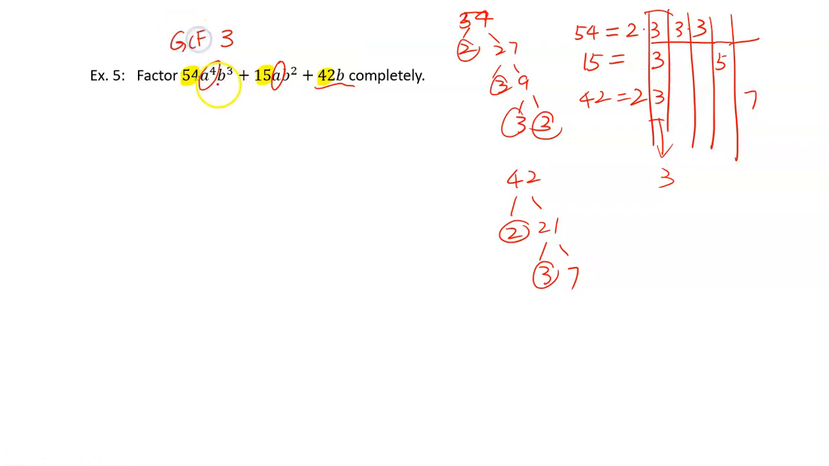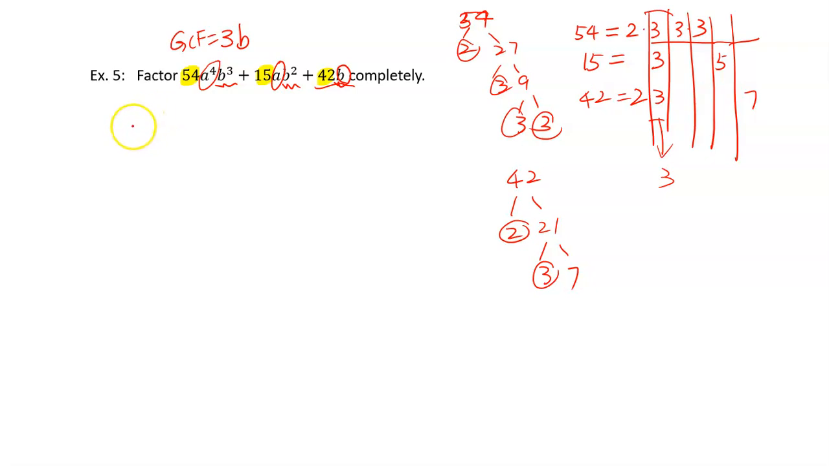Now let's look at the B's. So we have b cubed, b squared, and b. We take the smallest exponent, which is 1, so they all have 1 b in common. Again, b cubed has 3 copies, b squared has 2 copies, b only has 1 copy, so they only have 1 copy in common. So that's our step 1.